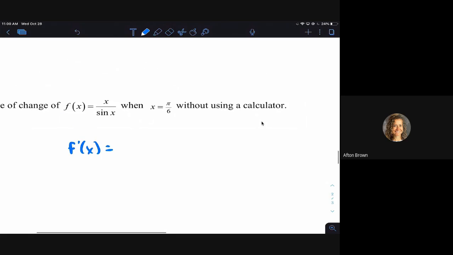Quotient. Very good. Do you have quotient rule memorized? Yeah. What is it? Good. I write it in that order, but you're right. That's the same thing. And then it's all over what? Great.